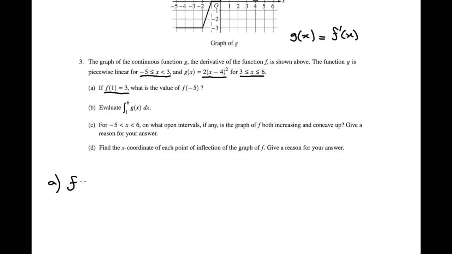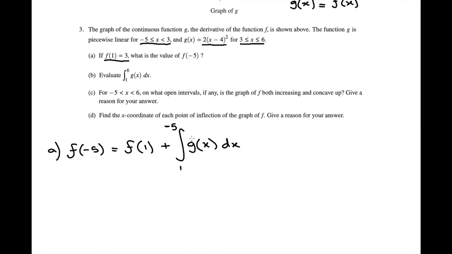So we've got what we're looking for, which is f of -5, right? And what we know is that f of 1 is 3, so we'll start at f of 1, and then we'll tag on this integral from 1 to -5 of g of x, which is f prime of x, or the derivative, dx, right? And remember, we start at 1, and then this integral here represents the net change from 1 to -5. Right? So that's what that integral does for us.